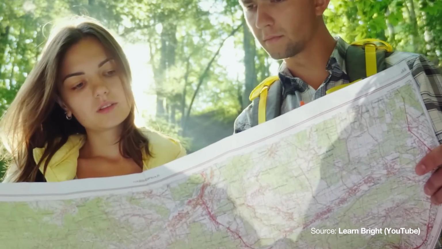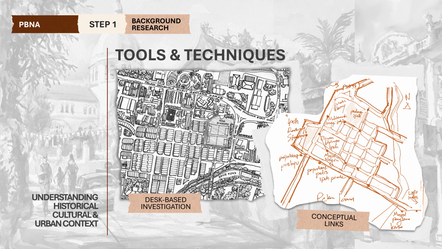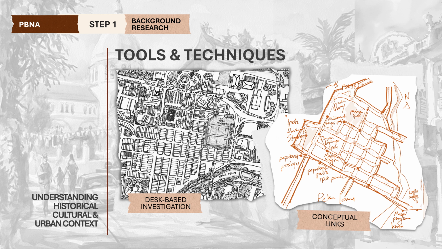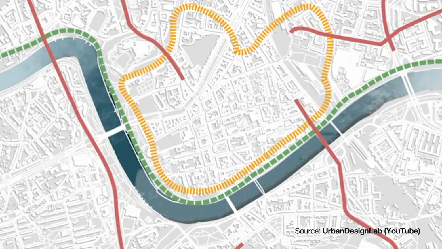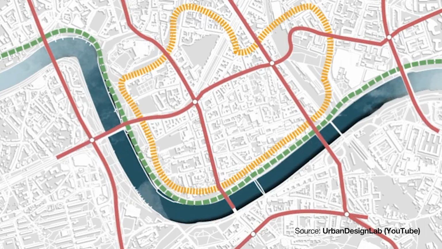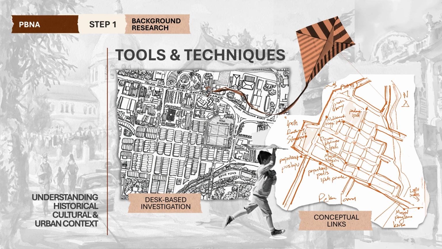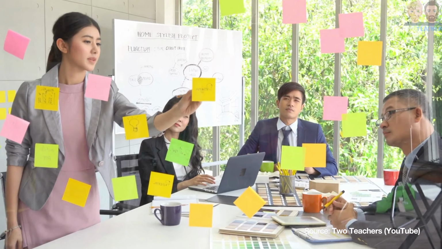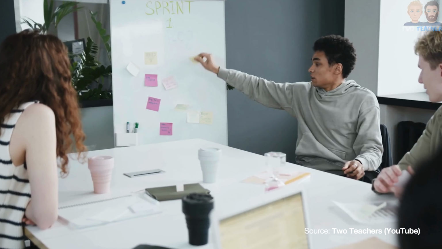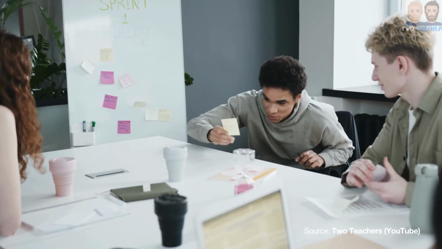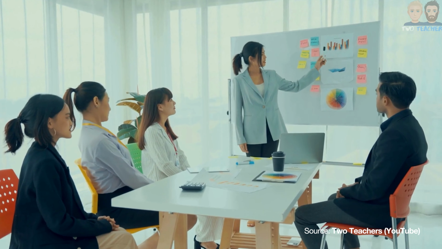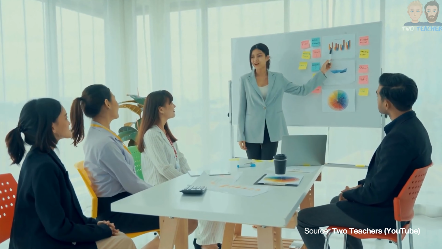reports, and academic texts. Second, building initial conceptual links between place and story. This involves identifying emerging patterns, themes, and connections between the environment and narratives. Third, identifying local stakeholders. Students create a stakeholder map to find people with deep, often informal knowledge, like community leaders, local historians, artisans, traders, planners, and NGOs.